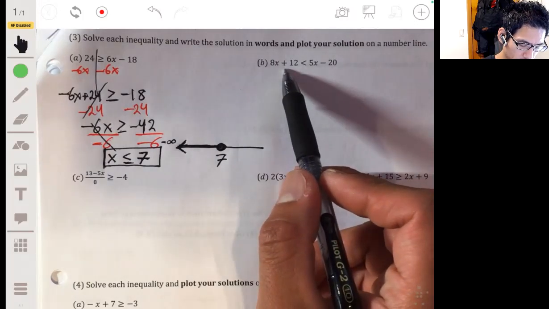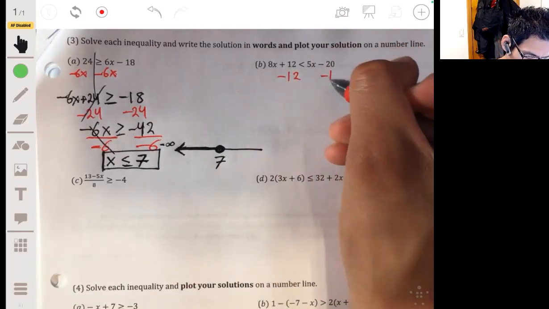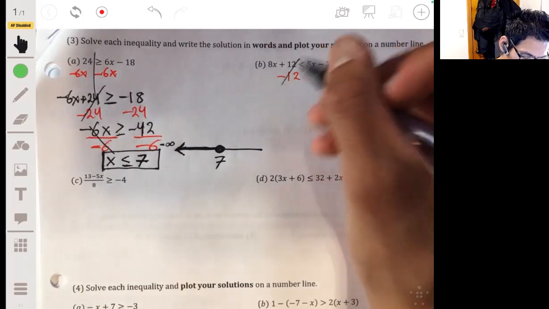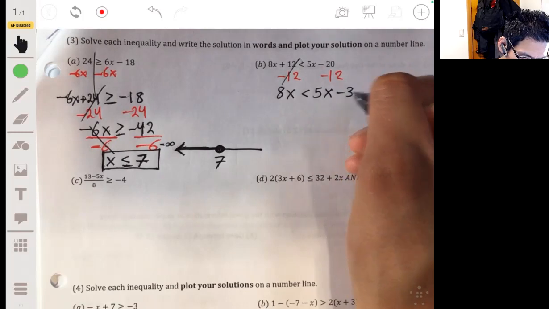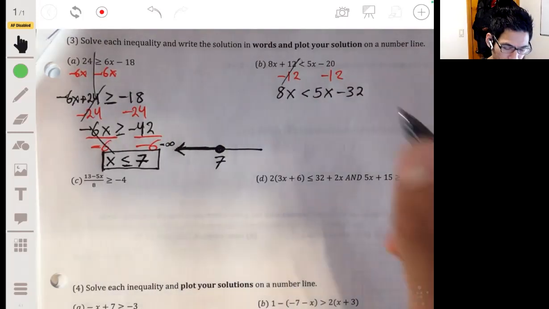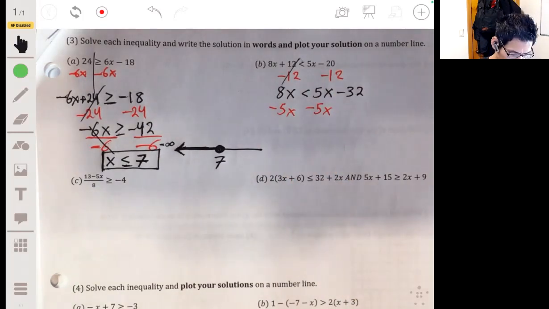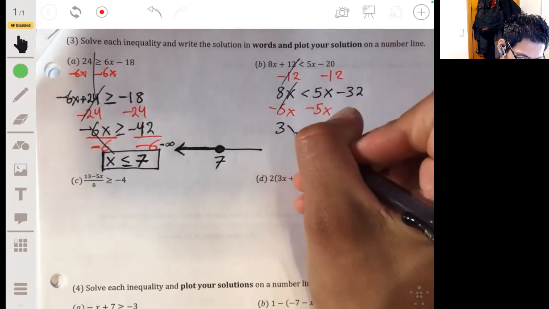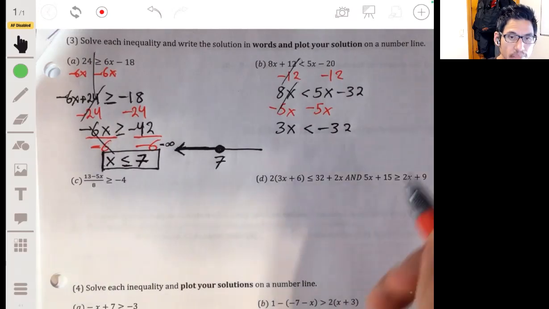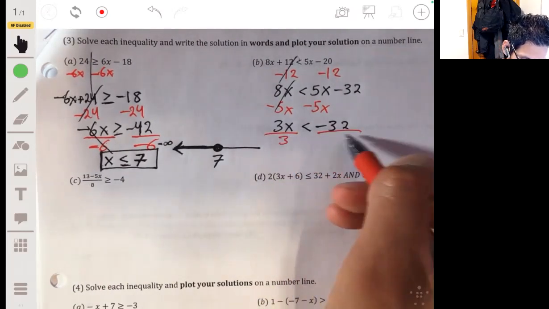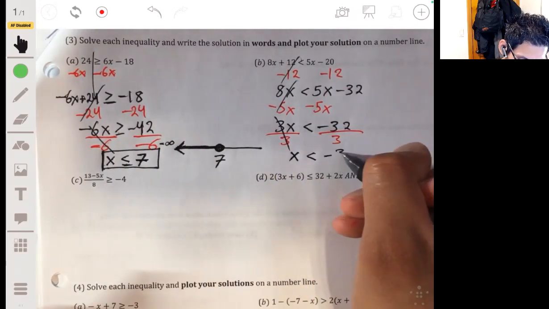All right, for B, let's begin by taking away 12 from both sides. We'll get 8x is less than 5x minus 32. And then take away 5x. And we'll get 3x is less than negative 32. And then divide both sides by 3. And we'll get x is less than negative 32 thirds.